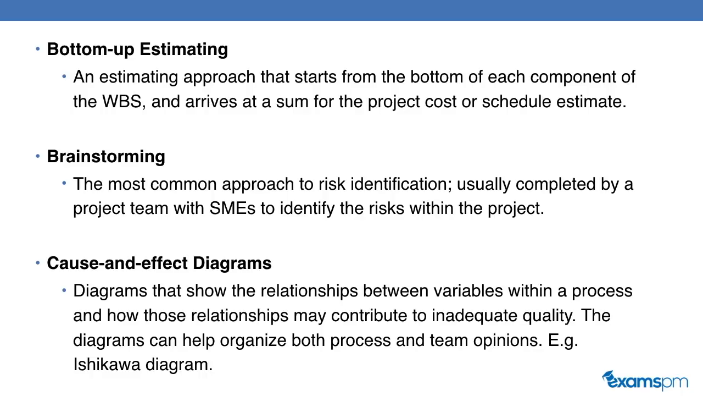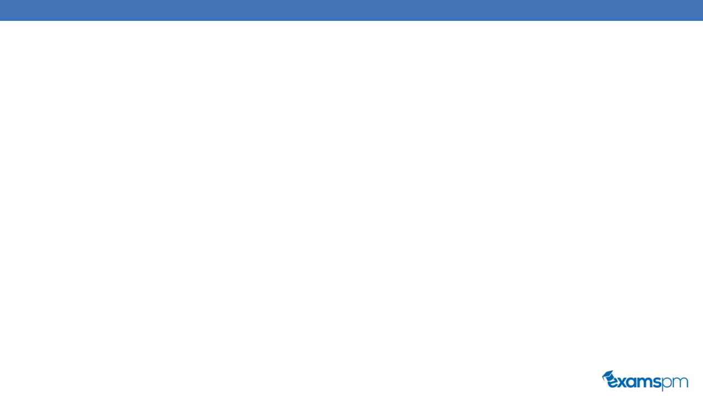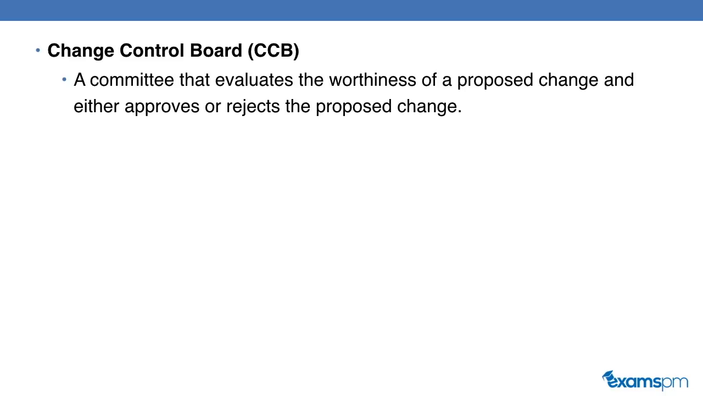And then when you go several layers deep, you can find the root cause of the problem, correct it from the root cause so that the problem doesn't appear again. This diagram can help organize both processes and your team's opinions. The Change Control Board, or the CCB, this is a committee that evaluates the worthiness of the proposed change and either approves or rejects the proposed change.